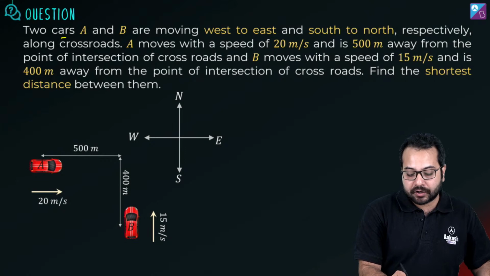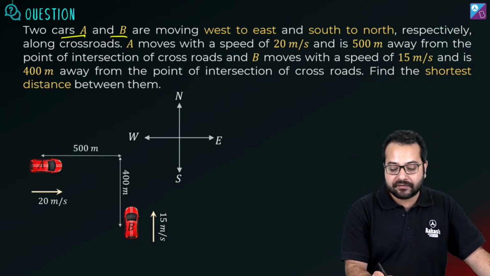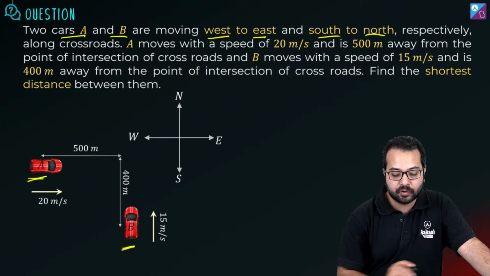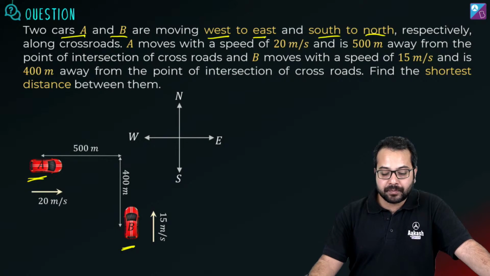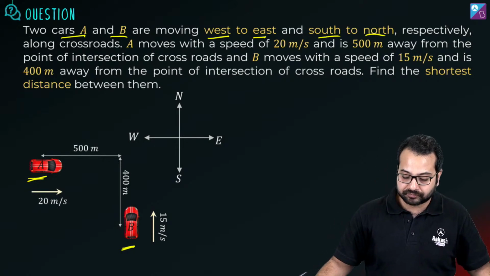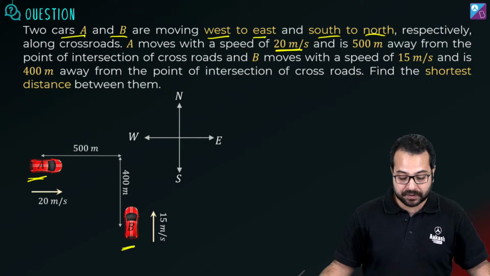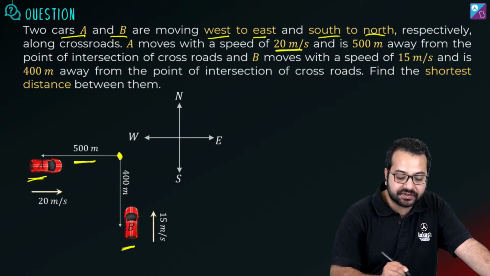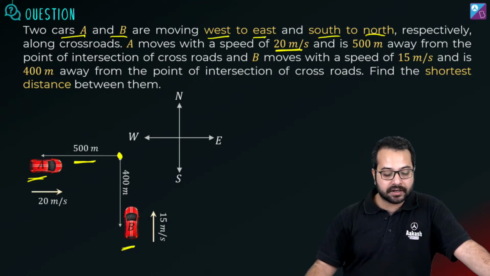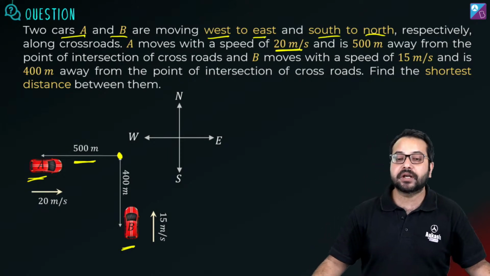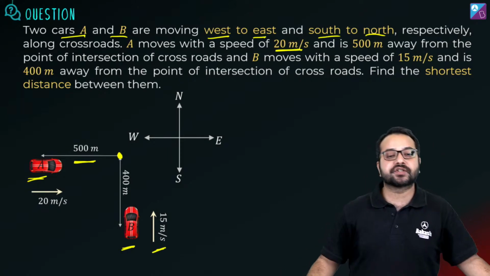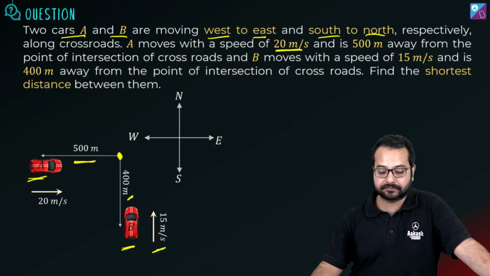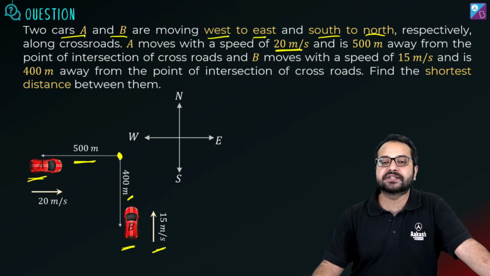What is the question? Two cars A and B are moving west to east and south to north. A is moving west to east and B is moving south to north. A moves with a velocity of 20 meter per second and is 500 meter away from an intersection. Car B is moving with a velocity of 15 meter per second and is at a distance of 400 meter from the intersection. Find the shortest distance between them.